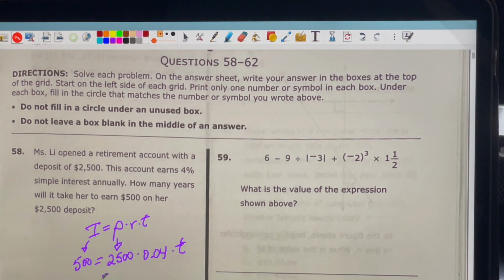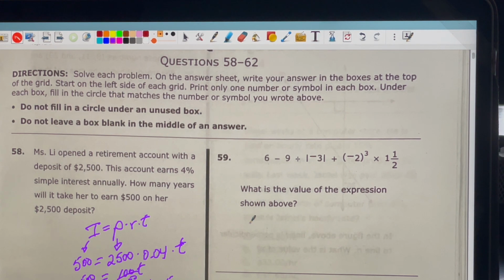That's basically it. So 500, let's multiply 2,500 times 0.04, which is 100, so 500 equals 100t. Divide both sides by 100, and t equals 5 years. So that would be your answer.